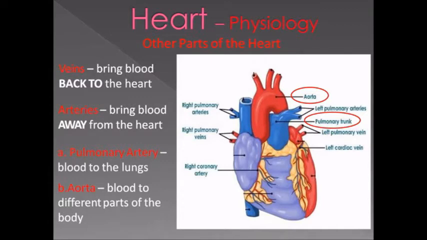And the veins bring blood back to the heart, and arteries bring blood away from the heart. There are two types of arteries. The first one is the pulmonary artery, which carries blood to the lungs. And the second one is the aorta. It brings blood to different parts of the body.